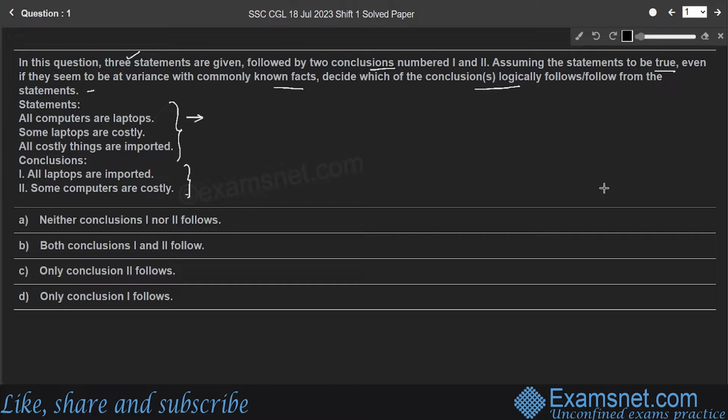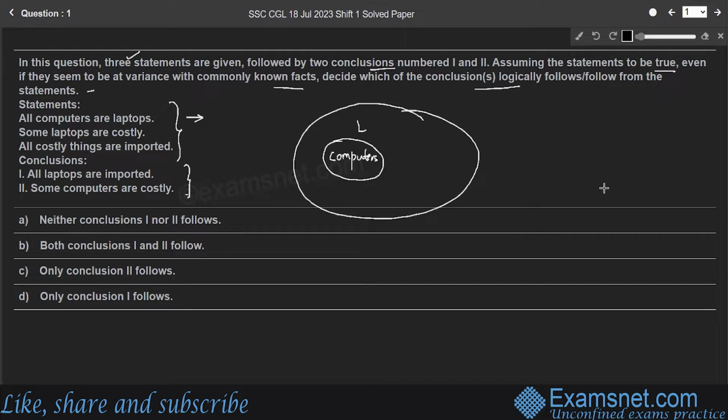So the first statement says, all computers are laptops. So let us consider the set of computers. All computers are laptops means the set of computers is completely included in the set of laptops. And the second statement says, some laptops are costly. So there is a set of costly, and the common portion between laptops and costly represents the second statement.